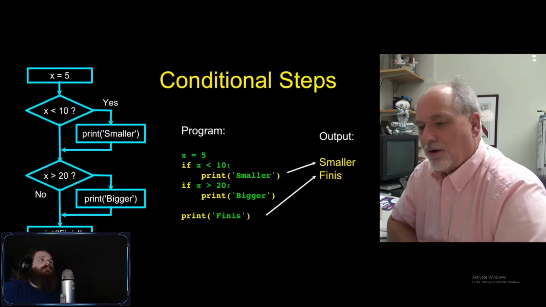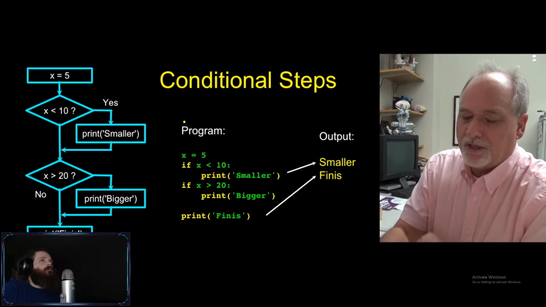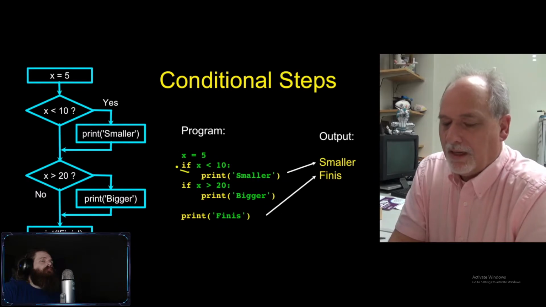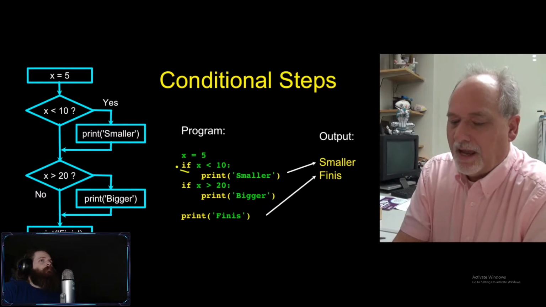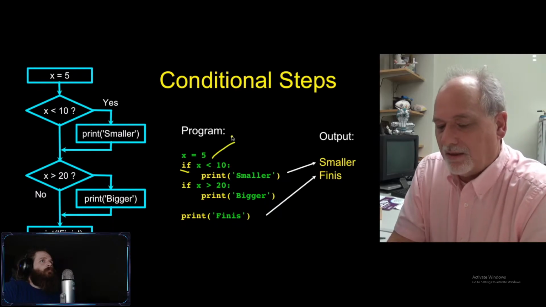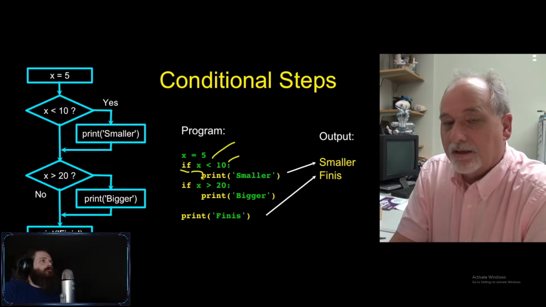So the conditional steps in Python are pretty straightforward. The keyword that we're going to use is the if statement. And so if is a reserved word. The if statement has as part of it a question that it asks. And this is asking if x is less than 10. And the colon is the end of the if statement. And then we begin an indented block of text.